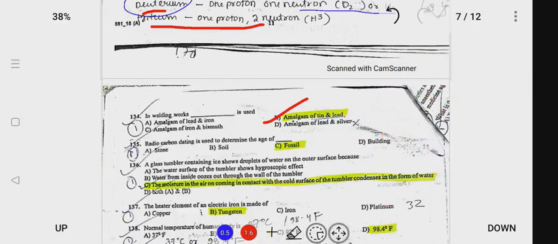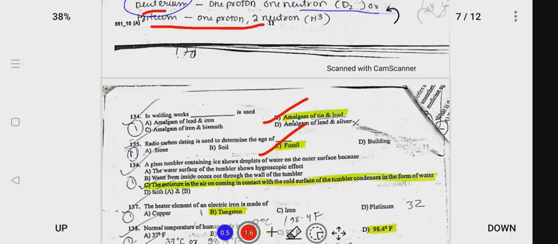Next, radiocarbon dating is used to determine the age of fossils. Radiocarbon dating measures the carbon content of a substance, and it is used to determine the age of the substance. So it is used for fossils, and the age of dinosaurs can be determined.